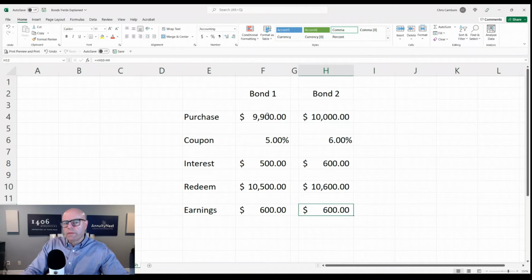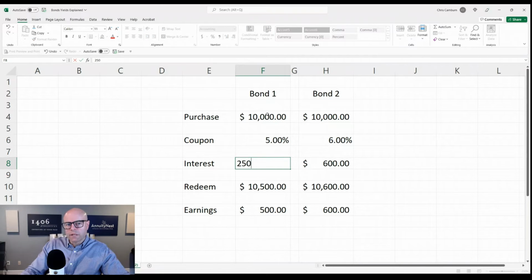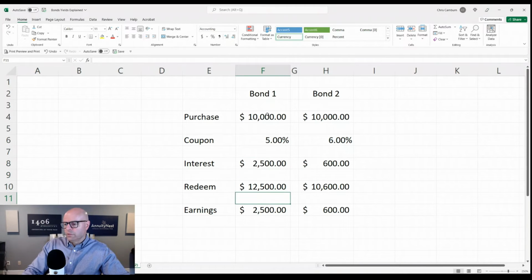And how this gets magnified in bond prices is when there's more than 1 year. So let's assume, for example, that you buy a bond for $10,000 and it's 5%, and it's going to pay you 5% for 5 years. You're going to earn $2,500 of interest. You're going to redeem for $12,500. But again, here comes a shiny new bond.